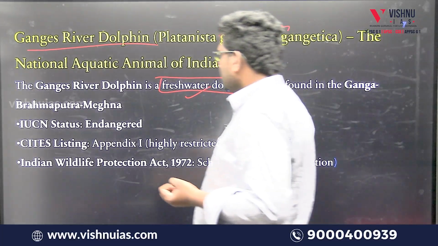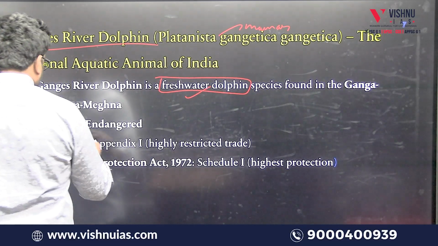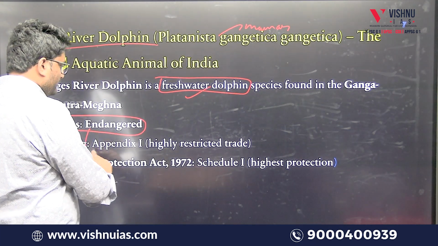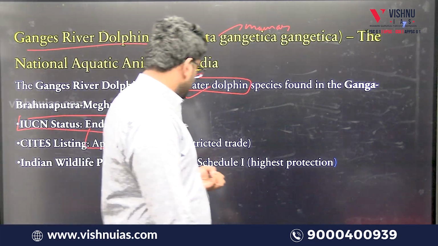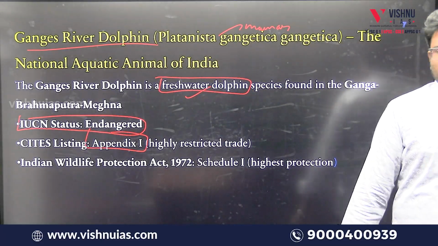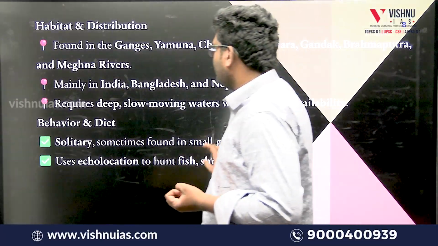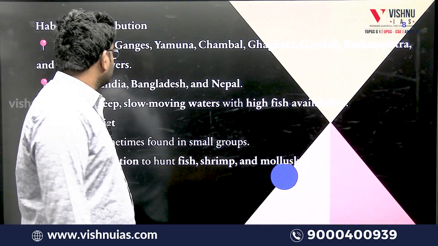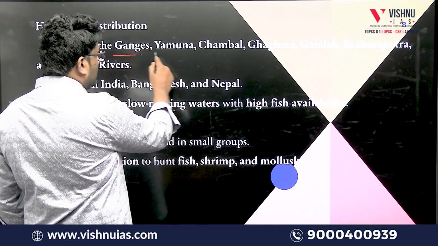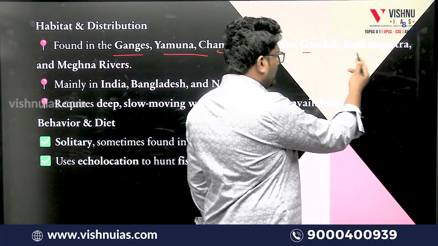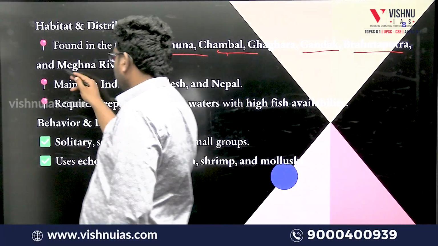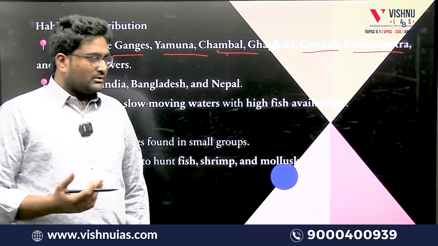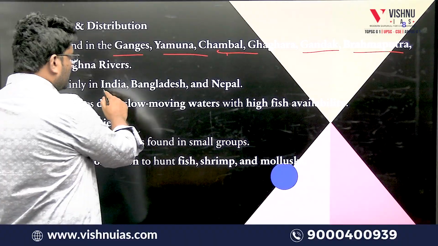So the IUCN status is endangered, and it is in Appendix 1 of the CITES list. It is also a Schedule 1 species in India's Wildlife Protection Act, 1972. Coming to its habitat, it is found in the Ganga, Yamuna, Chambal, Gandak, Brahmaputra and Meghna, because these are all part of the Ganga and Brahmaputra river systems, mainly in India, Bangladesh and Nepal.